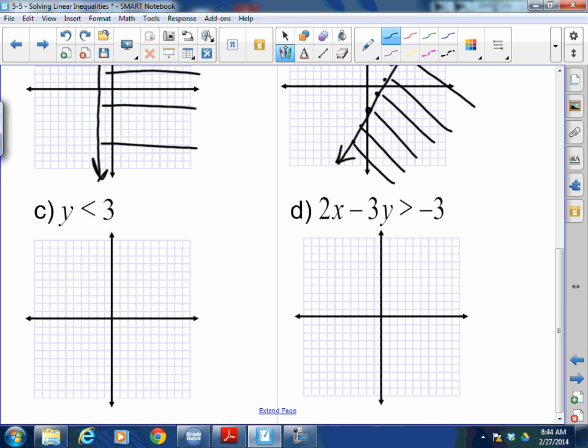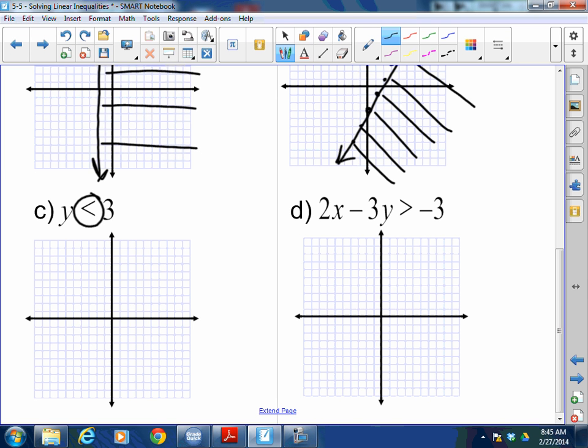Now, y is less than 3. What is that going to be? Horizontal line on the 3. Is it going to be dashed or solid? Dashed. Please make a note of that on your notes, guys.